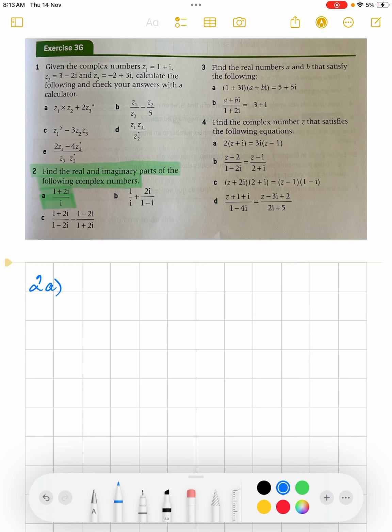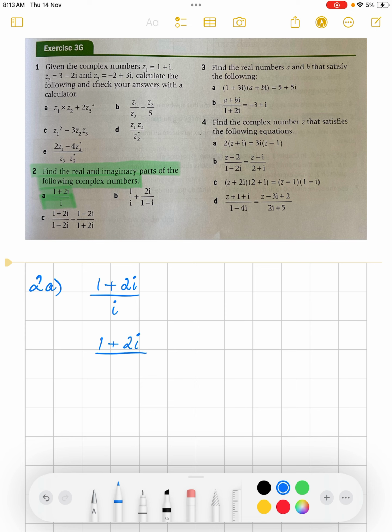Find the real and imaginary parts of the following complex numbers, and the number is (1 + 2i) over i. Well, there's a few ways we could approach this. We could separate it into two fractions, or we could multiply by its conjugate to get rid of the i, because when there's an imaginary component on the denominator, you can multiply it by its conjugate. Well, let's go ahead and just straight away multiply by its conjugate.